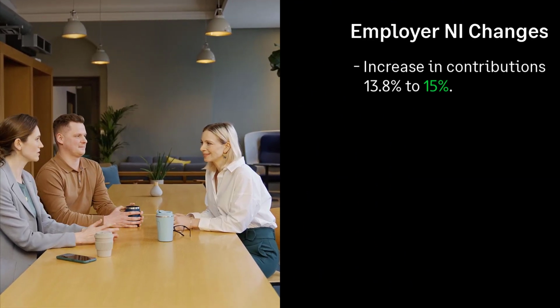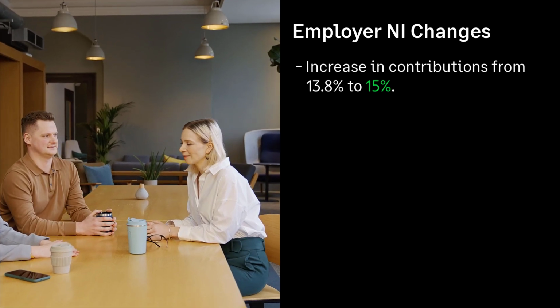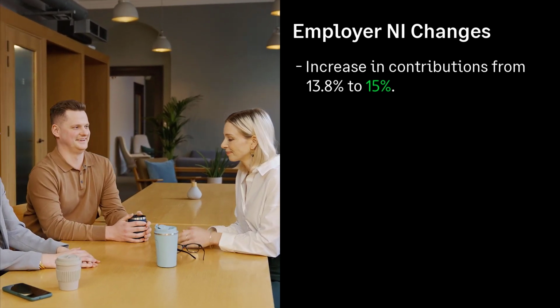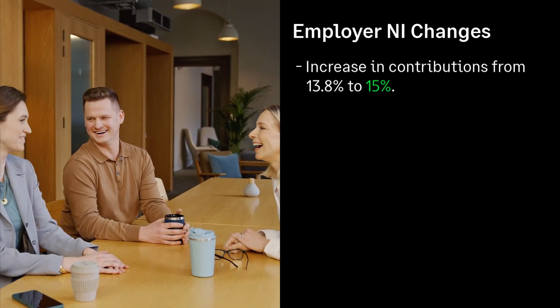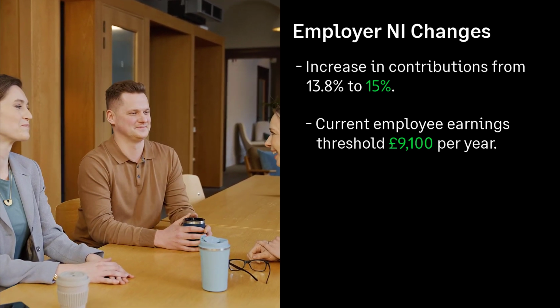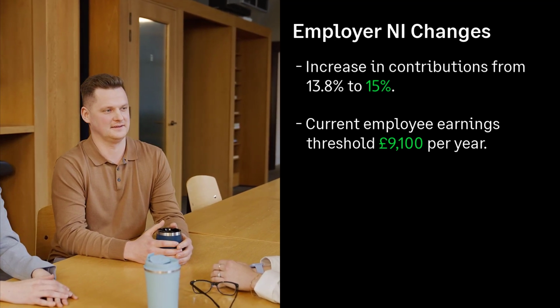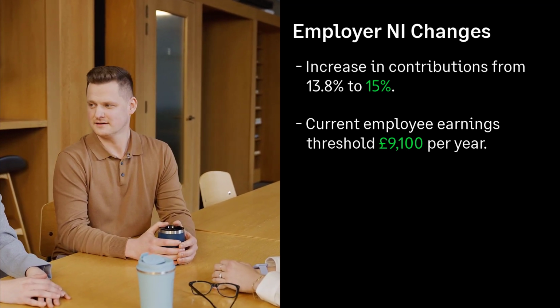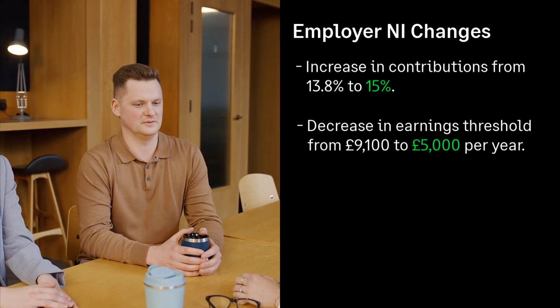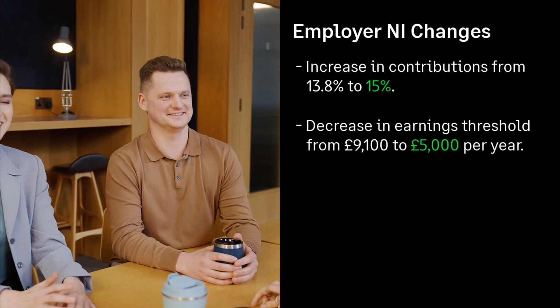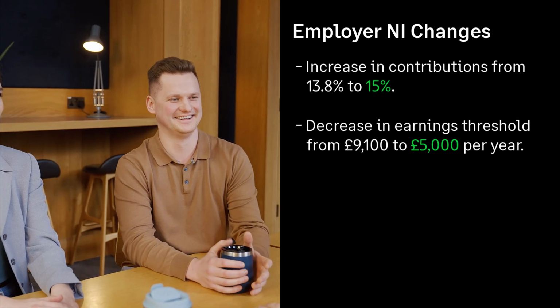We'll also let you know what we're doing to help you plan for this. As well as the 1.2% increase, the point at which employers start to pay the new rate will significantly change. Currently, employers pay national insurance on employee earnings over £9,100 per year. From the 6th of April 2025, this will decrease to earnings over £5,000 per year.